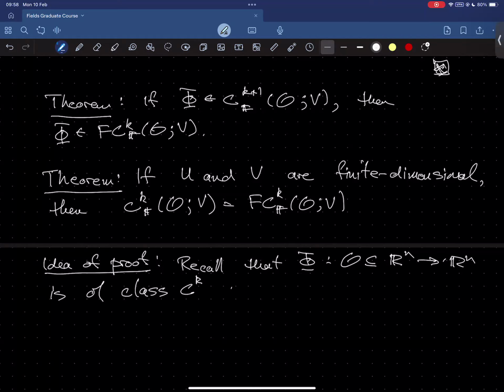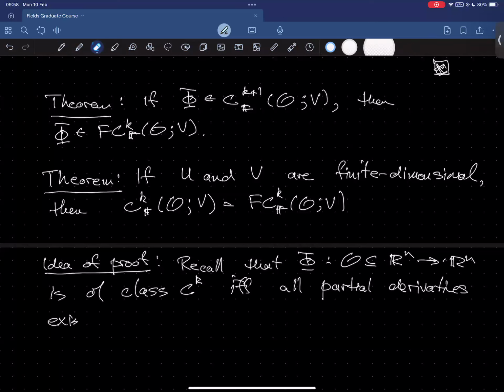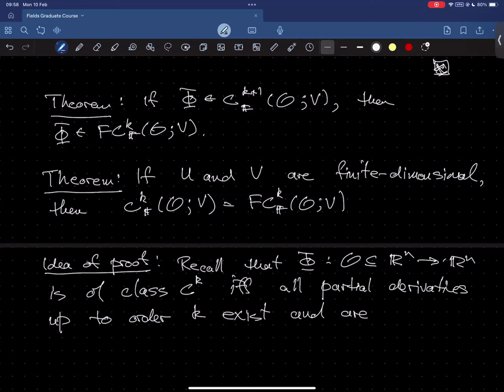So phi is of class C^k if and only if all partial derivatives up to order k exist and are continuous. Okay, and so then you do some stuff.